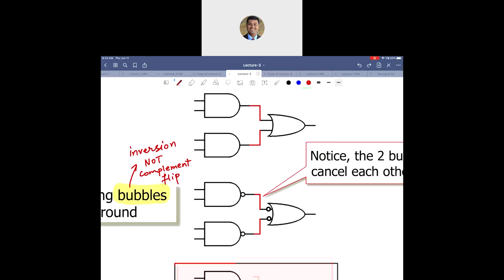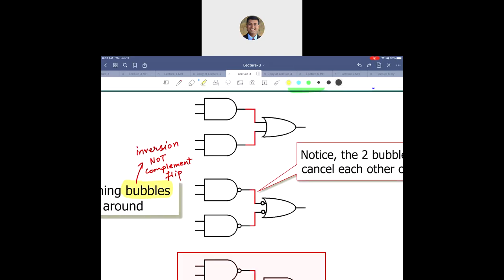So let's do that. I've simply added a bubble in front of that. And similarly, for the second AND gate, I have added a bubble over there. So I have converted both AND gates to NAND gates by adding a bubble at their output side. Now notice I cannot simply add one bubble to a wire. I have to add two.